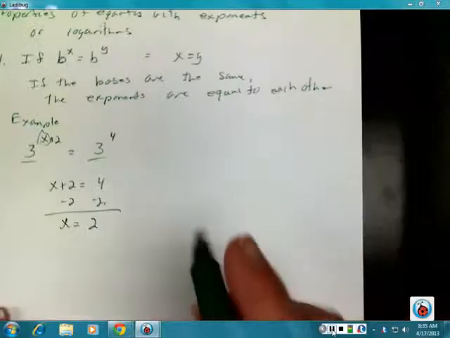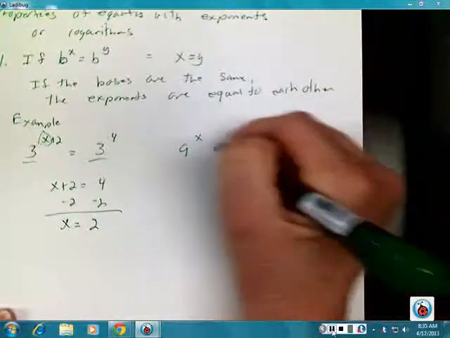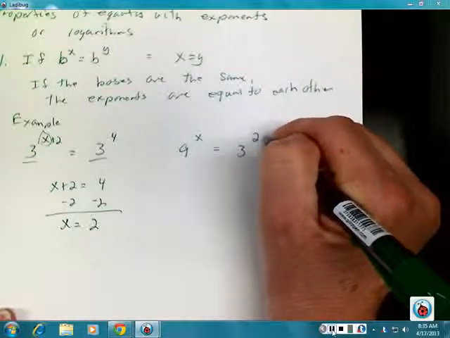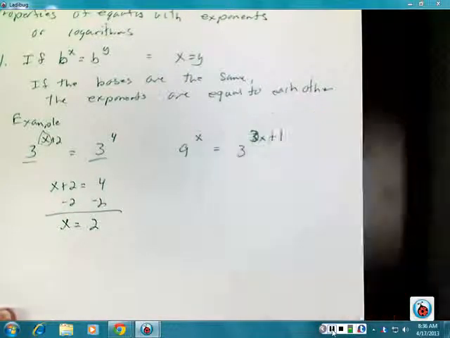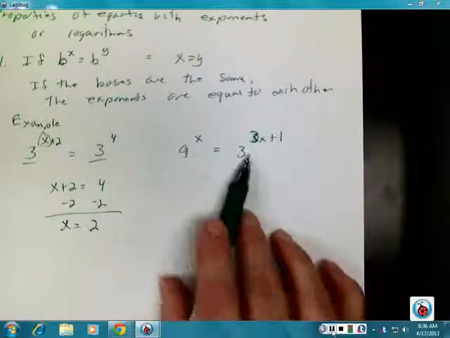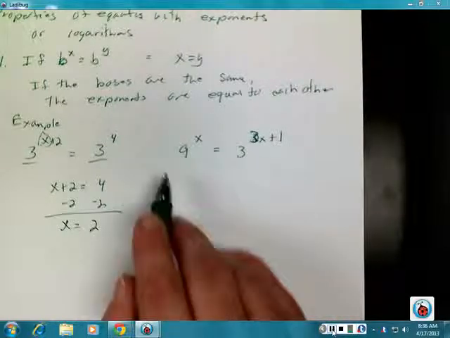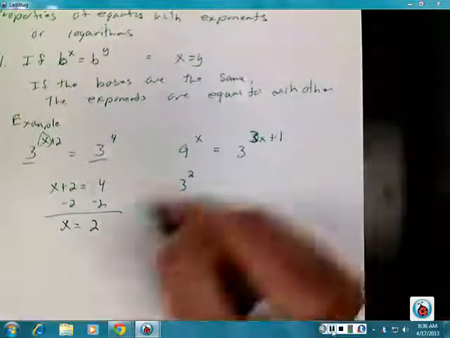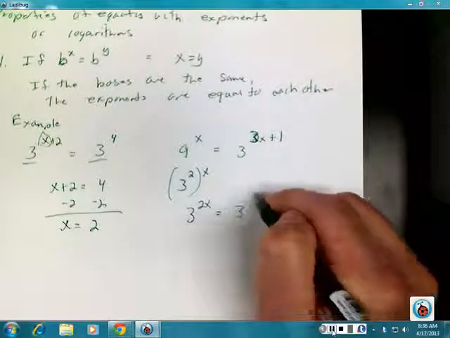Okay? Now, if you have something like 9 to the x is equal to 3 to the 3x plus 1, if you have this, for example, I don't have like bases, do I? This base is not the same as this base, but I can make them be the same, can I? Because 9 here is really 3 to the second power, times x, or 3 to the 2x is equal to 3 to the 3x plus 1.